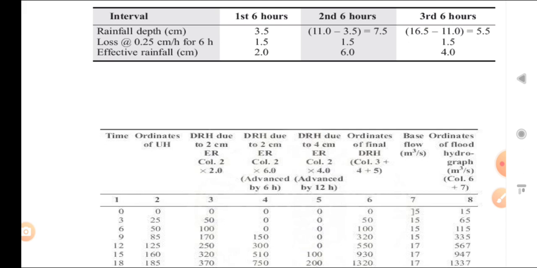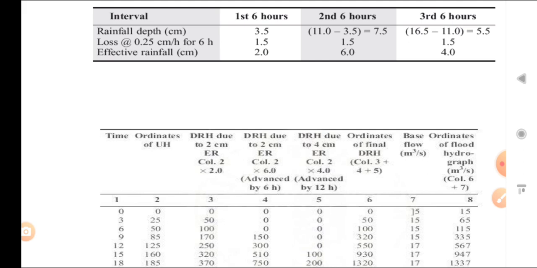Now you can see the second effective rainfall means 6 to 12. That is how much? 6. So now we have to find the DRH due to 6 centimeter. Here it is written wrongly. So the next column is DRH due to 6 centimeter effective rainfall. How will we find it? Simply we have to multiply the ordinate of unit hydrograph by 6. Where is the ordinate of unit hydrograph? That is in column 2. So the value in column 2 multiplied by 6.